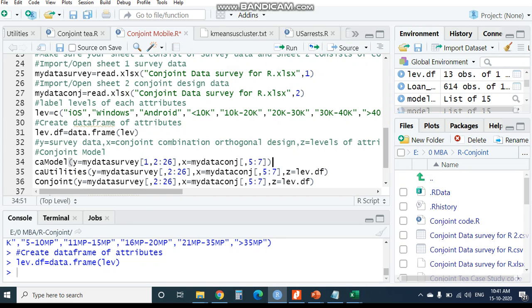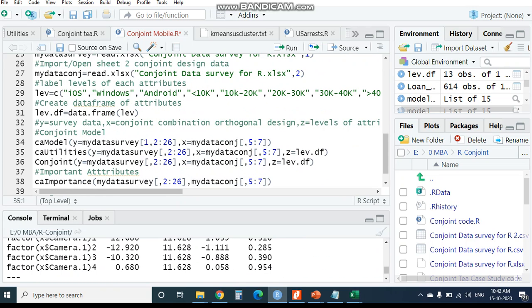And remember, the CA model will run only for one particular respondent. This will give me the result of how the first respondent has given the preferences, with y is equal to this one and x is equal to the conjoint cards. We'll just run that.